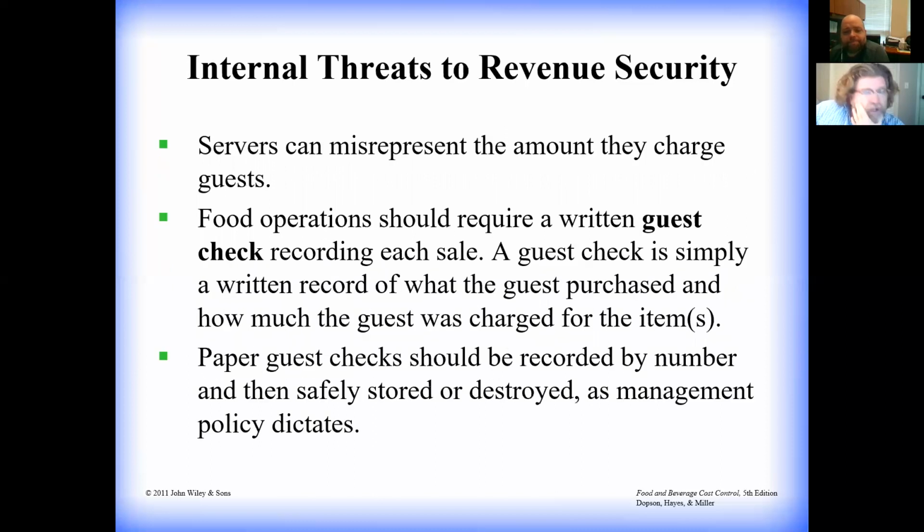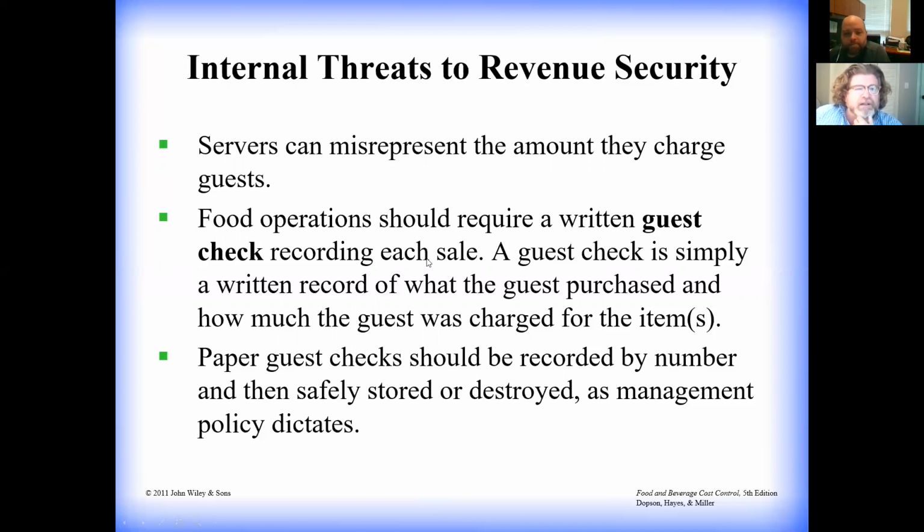Okay. So, things like the server can misrepresent the amount they charge the guest. It could be as simple as they ring in something that the guest didn't order. Maybe they're doing that to push up the check average so they get a bigger tip. Or they charge the guest for something they didn't order, like a dessert. They get paid for it, then they void the dessert off because it was never served, and they pocket the difference.